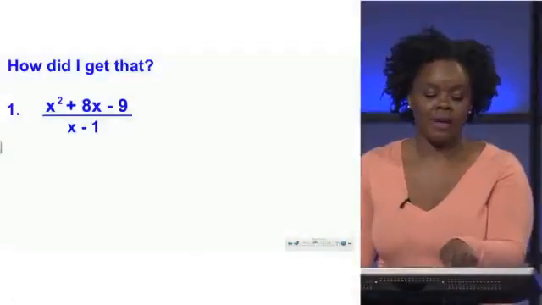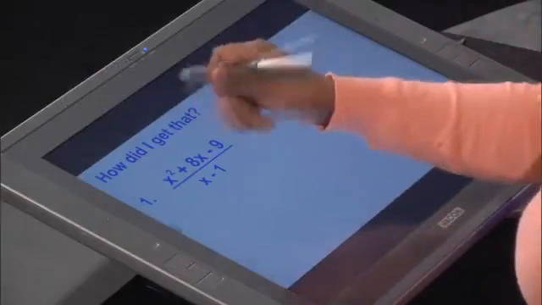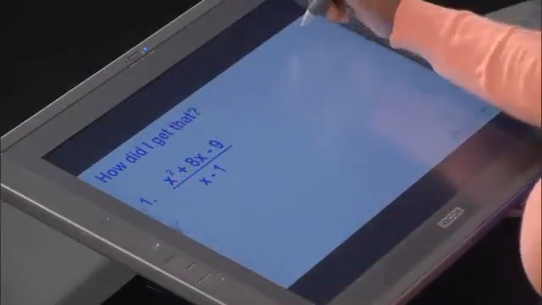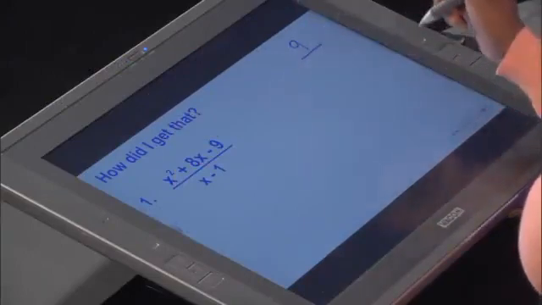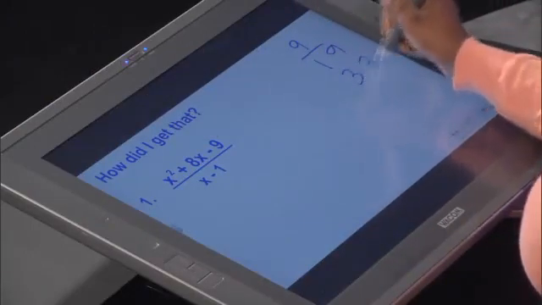So the process we've been doing all along, right? Start out by factoring the numerator. So I need factors of 9 in this case. Okay, so I need factors of 9. So 1 times 9 is going to give me 9, and so is 3 times 3.